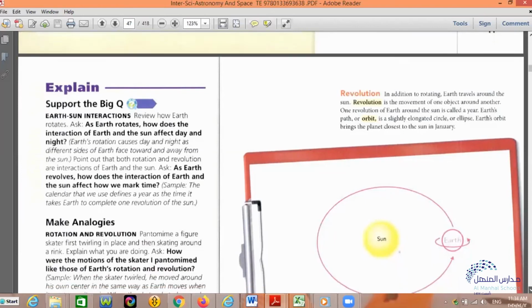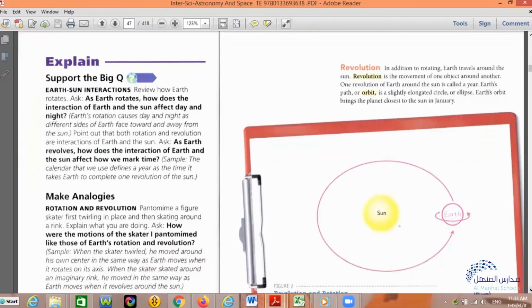While it is revolving around the Sun, it causes the occurrence, or the sequence, of 4 seasons. But why does one part of Earth have winter while another part may have summer? It is because the Earth's axis is tilted, or inclined.